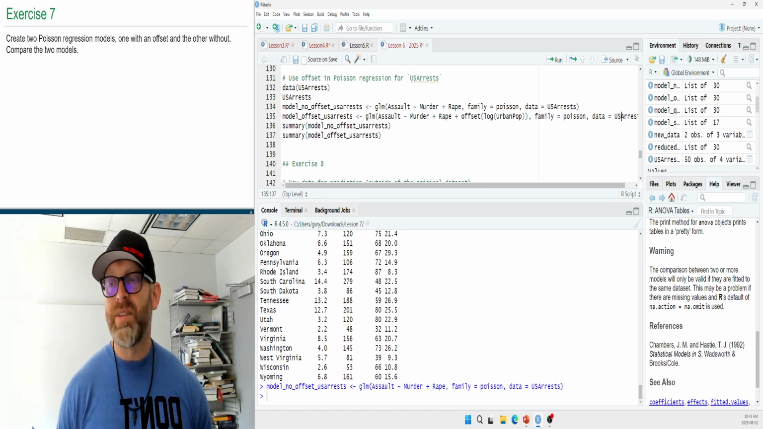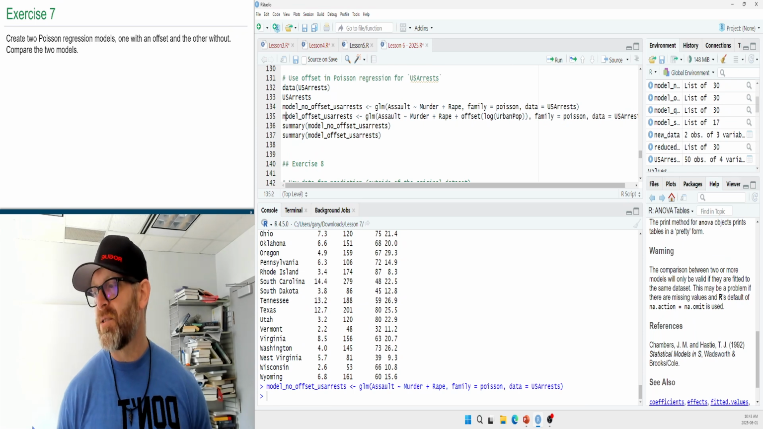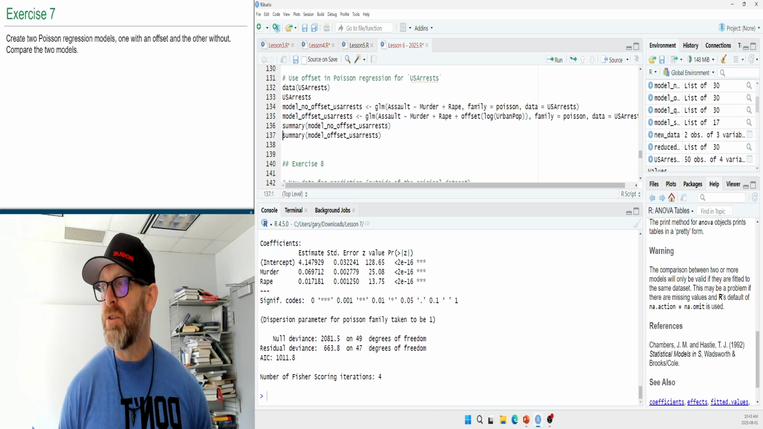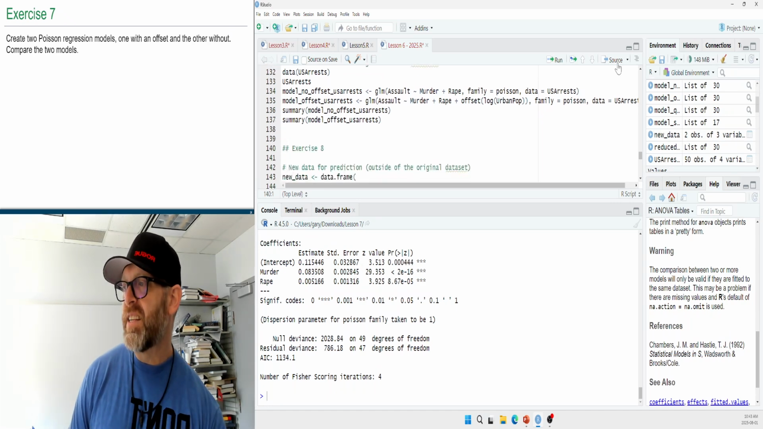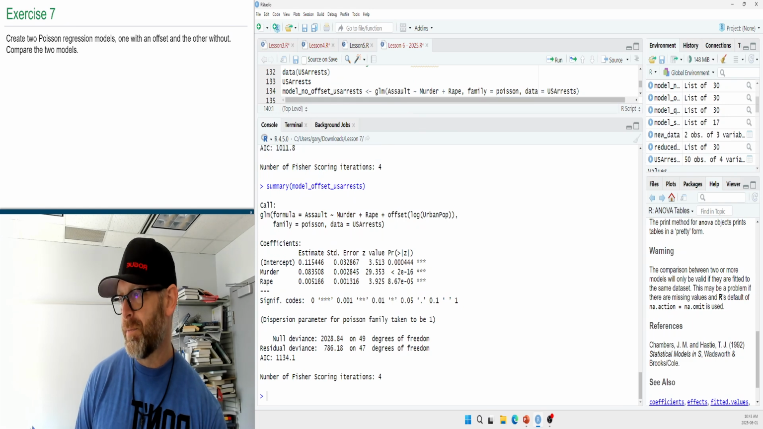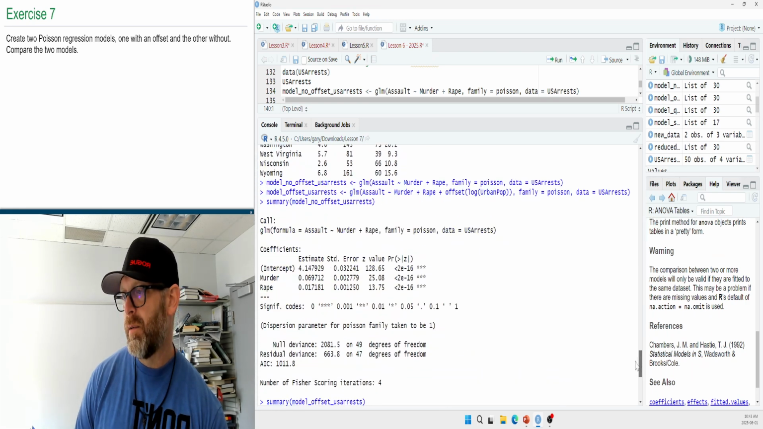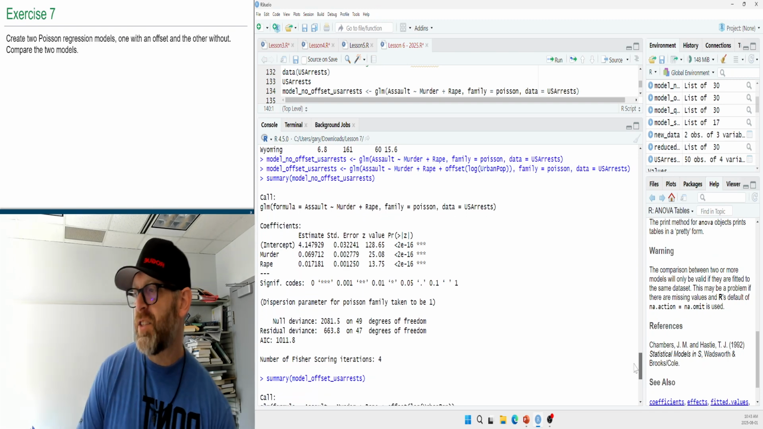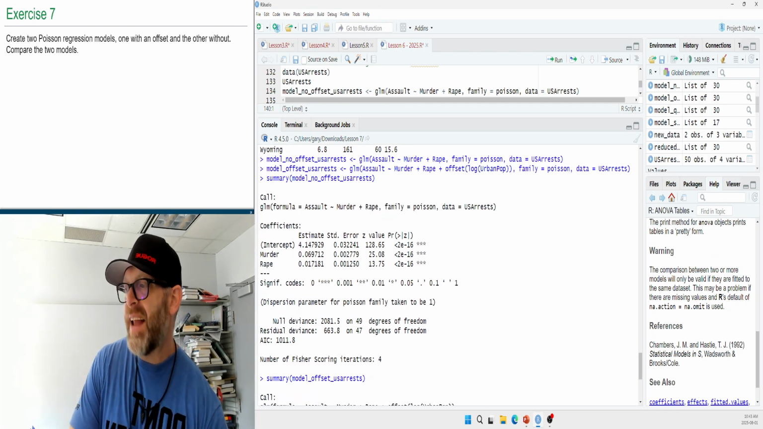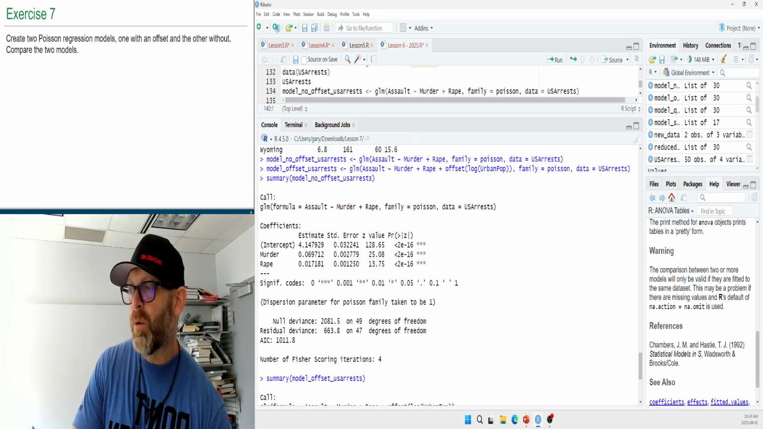The family is still Poisson. The data is still coming from the US arrests. There we go. So let's run this one. Now let's compare the two models. The first one is the one with no offset, and the other one is with an offset. With no offset, I have an intercept of 4.14 and change. Murder has a coefficient of 0.069 and rape is 0.017.